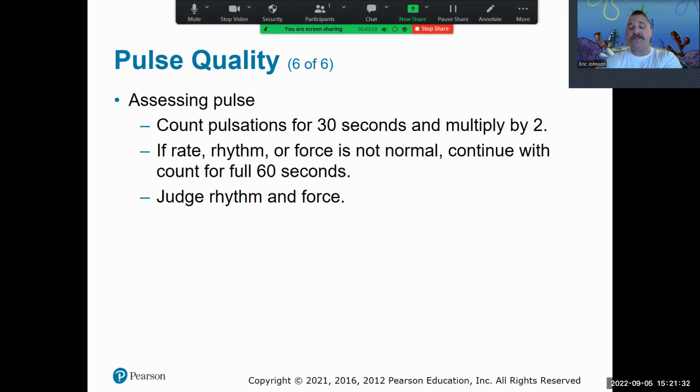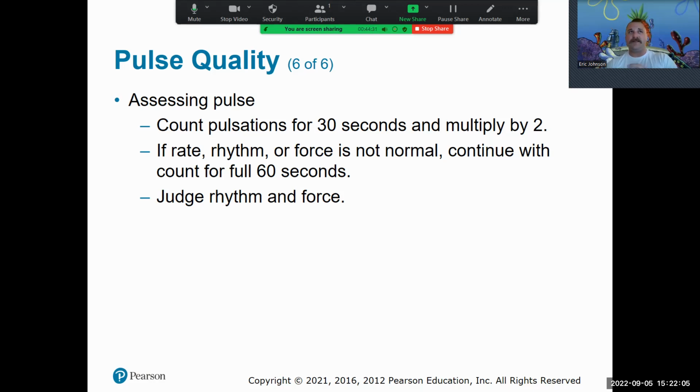However, if your patient's pulse does not feel regular, if the rhythm or rate or force does not feel normal, you shouldn't do it by 15 because we're getting a very small snapshot. So this is 15 seconds, this is 30, and then this is the full minute. It's important because we have more data to use to determine the general health of our patient.